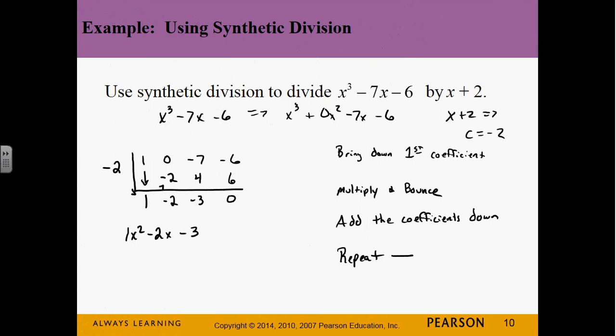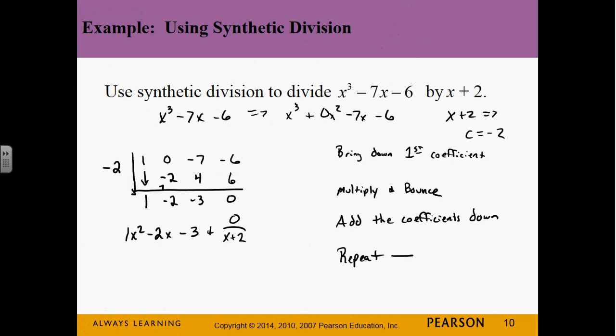If you have a remainder, we do the same thing we did before. We're going to write plus whatever the remainder is divided by x minus c. In this case, we would write it over x plus 2. Plus 0 over x plus 2. Since this has no remainder, we could write it as 0 over x plus 2.